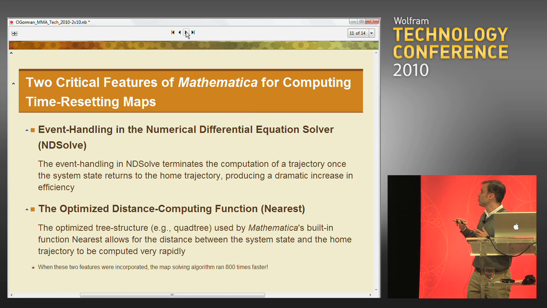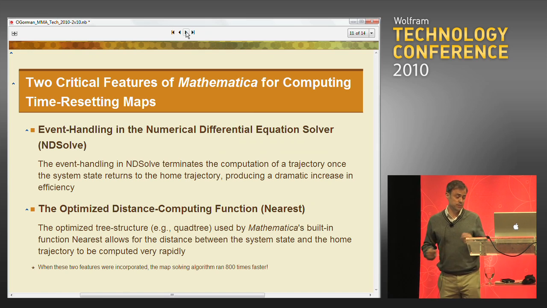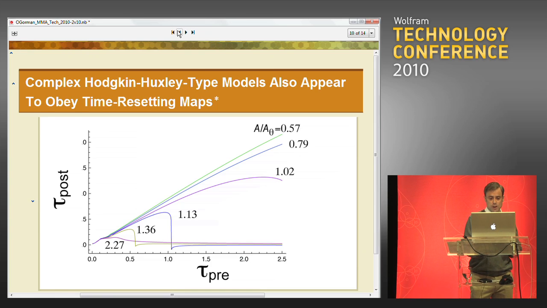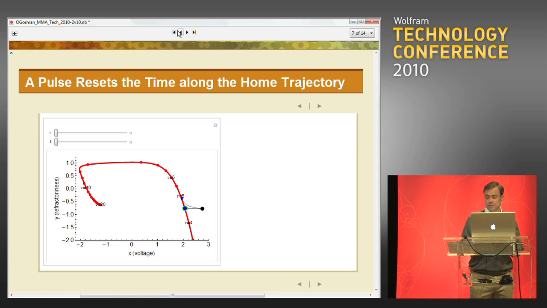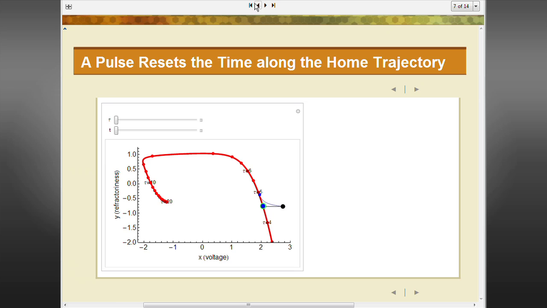And the second really important thing is this function called Nearest, which places the home path, this geometrical object in 2 or higher dimensional space, into an optimized tree structure that allows you to rapidly compute the distance between any point on this plane to the red curve. And it's not totally trivial because you need to find the closest point on the red curve.